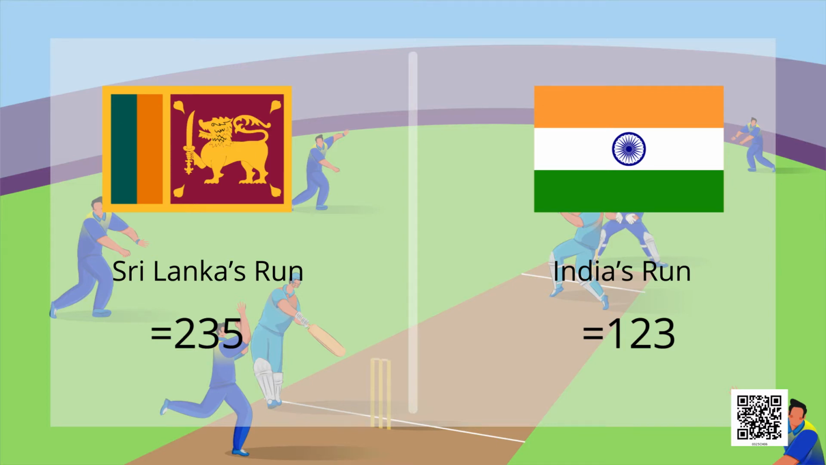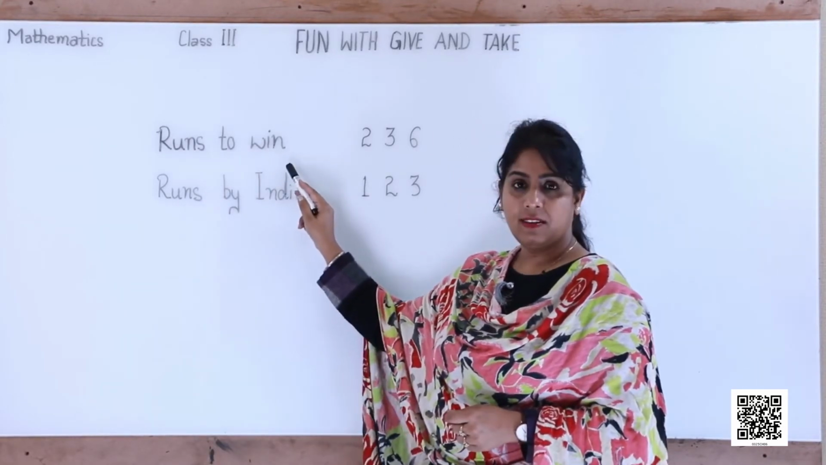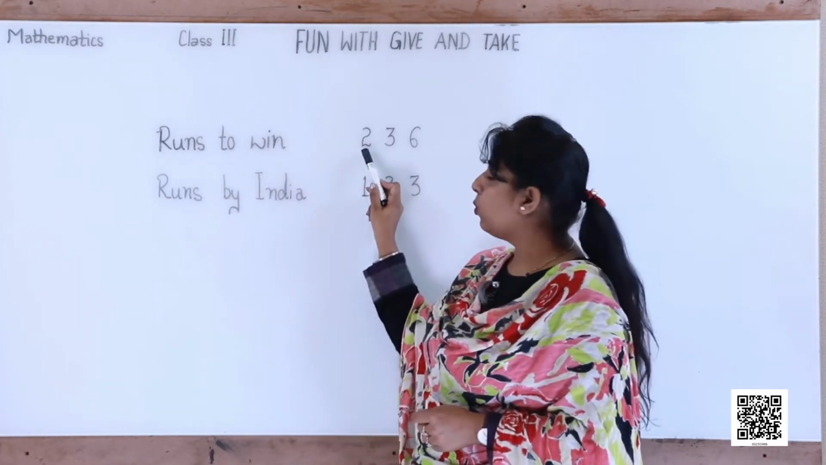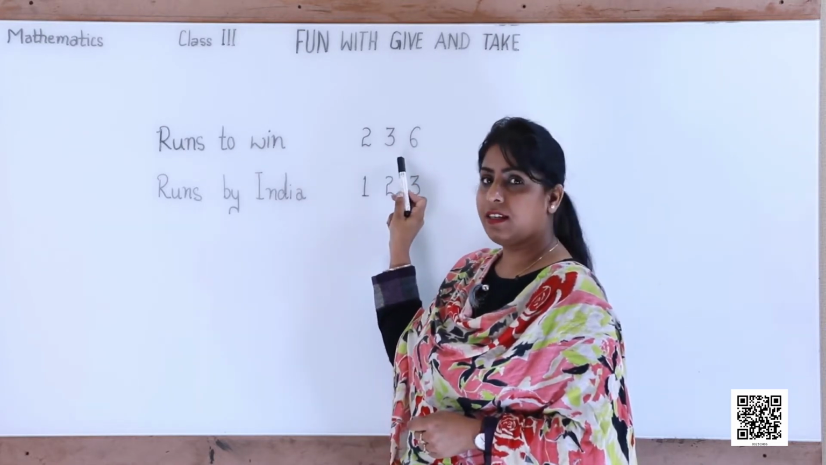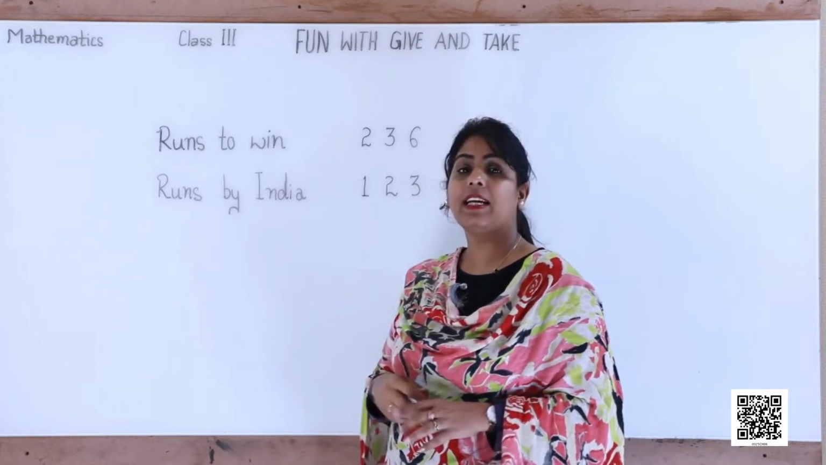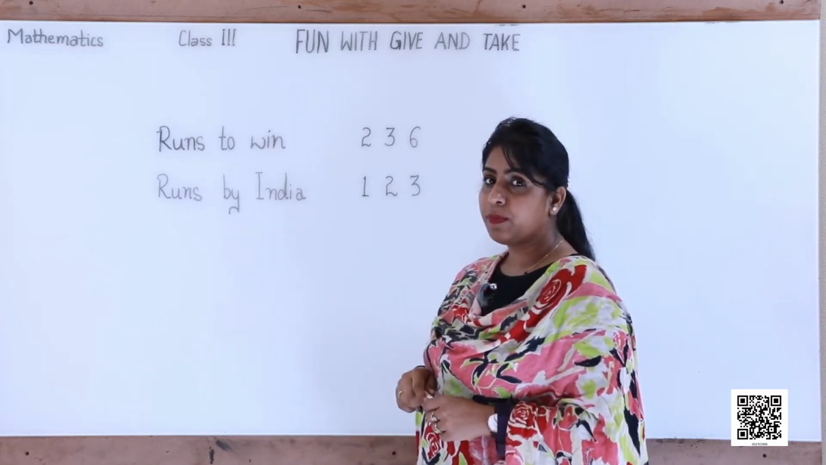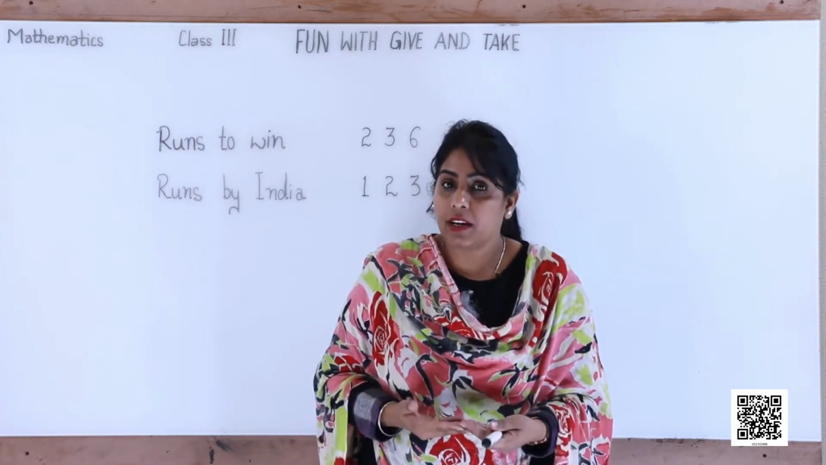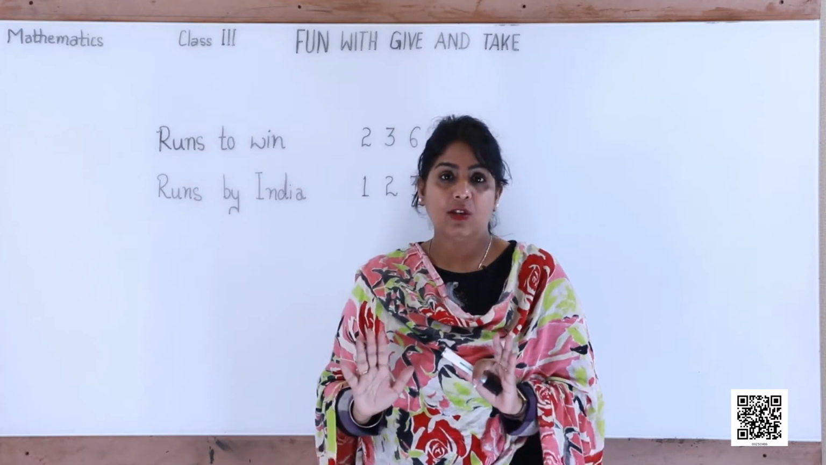For this, we need to think. So, children, runs to win. Total runs that India needs to win are 236, right? 236 runs by India. Runs that India has already made, 123. So, how many more runs are required by the Indian team to win? That is the question, right?